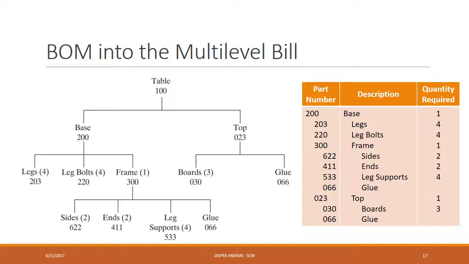So the bill of material, into the multiple level bill. You can see here on the left there is a visual of what we need to assemble a table, and that visual is shown in a table on the right where you can see how much we need for each part. This is a BOM in short.